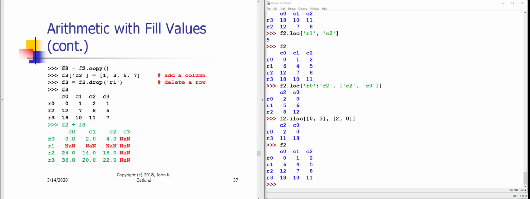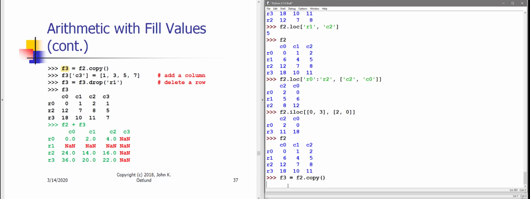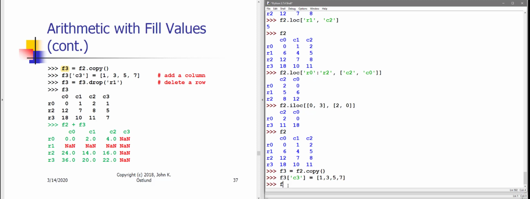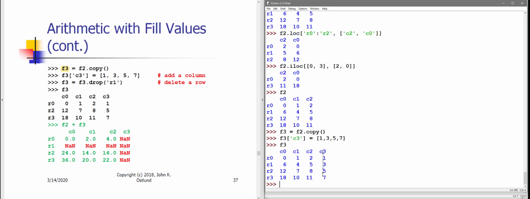What I want to do is create a new data frame F3 that's a little bit like F2, but with an extra column and 1 fewer row. So I'm going to get 4 columns and 3 rows for F3. F3 is going to start out as a copy of F2, and then to F3 I'm going to add another column, C3, and this is going to contain odd numbers, 1, 3, 5, 7. All right, so here's F3 now with a 4th column containing 1, 3, 5, 7.